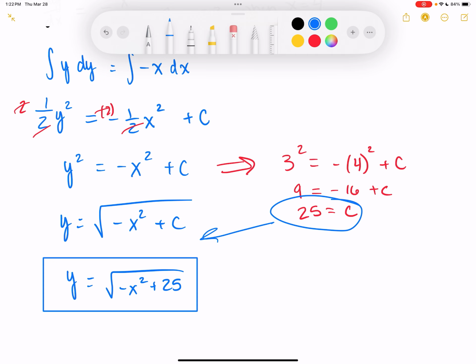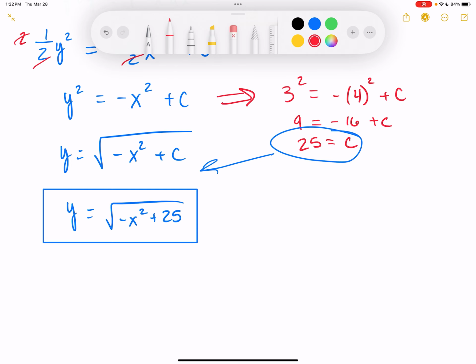Negative. So I would take what's inside here, negative x squared plus 25, and set that as greater than or equal to 0, because 0 is okay, but negatives are not. So then subtract 25, so I got negative x squared is greater than or equal to negative 25. What happens when I divide by a negative? Flips it, so x squared is less than or equal to 25. So what does that mean?